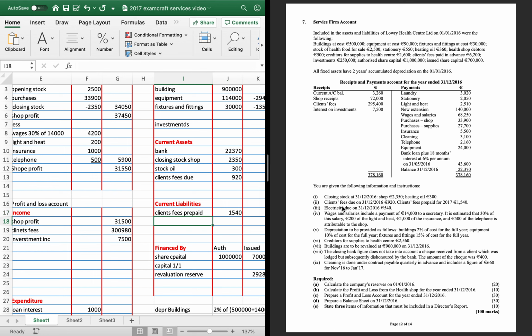1540. You could be putting them in as you go, but I always like to wait to the end. Electricity due is a liability, 540. So you can skip number 4. All the depreciations are in. Creditors for supplies, their liability, 2560.